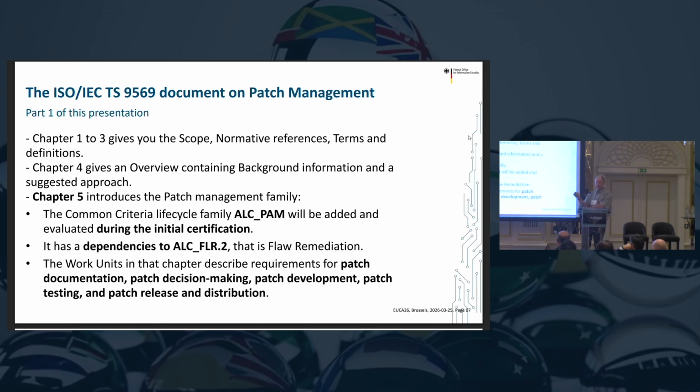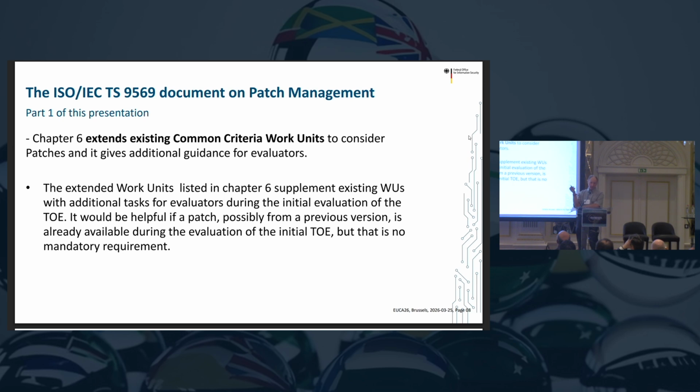But once this is done, you'll have assurance into the patch processes of the developer, of the manufacturer, and then you can reuse this assurance that you gained through the initial evaluation by fast re-evaluation. It's another kind of efficiency that we make use of by the ISO document. There is chapter 6. Chapter 6 extends some of the existing Common Criteria work units. To give you an example, if there is a work unit that says, dear evaluator, please test the product, then chapter 6 would extend this work unit to, dear evaluator, please test the product and the patch.